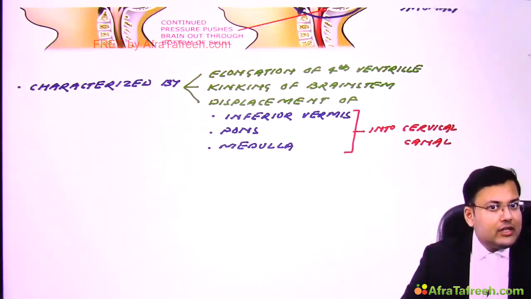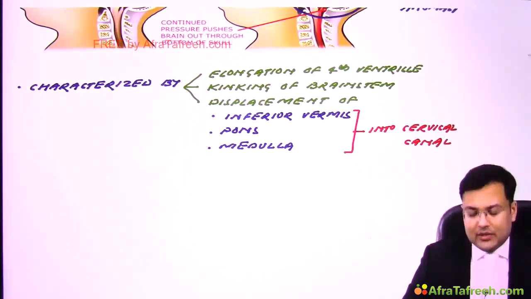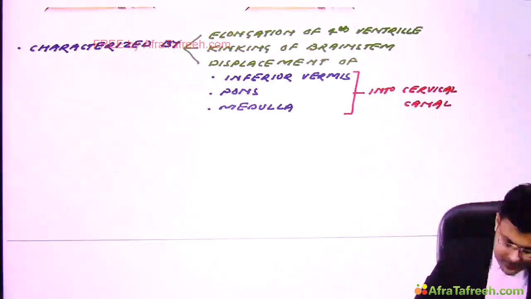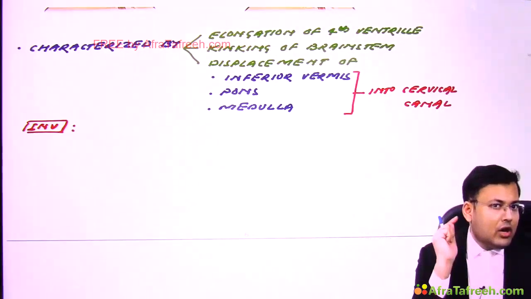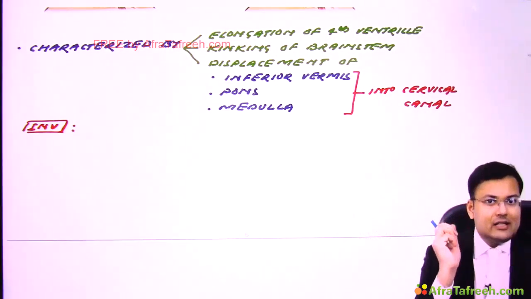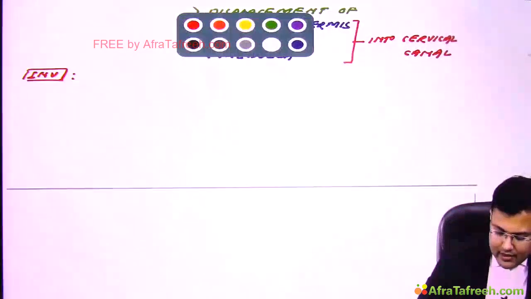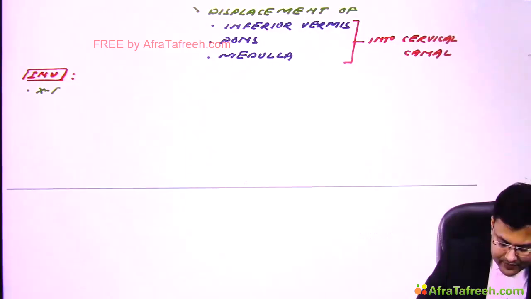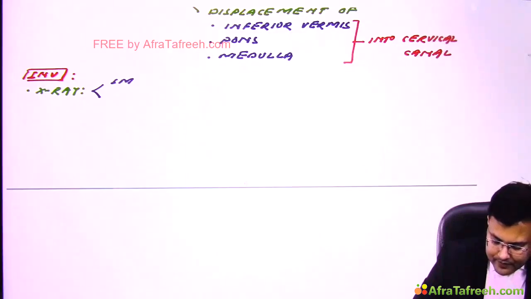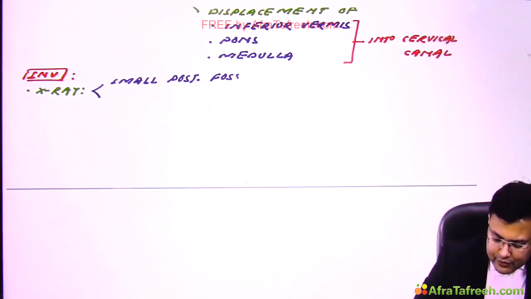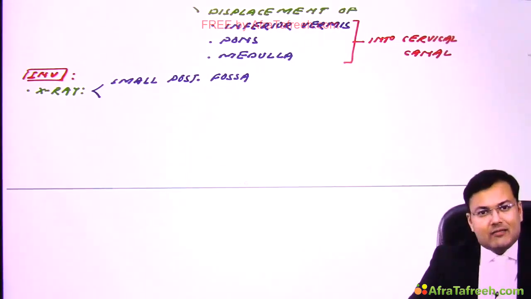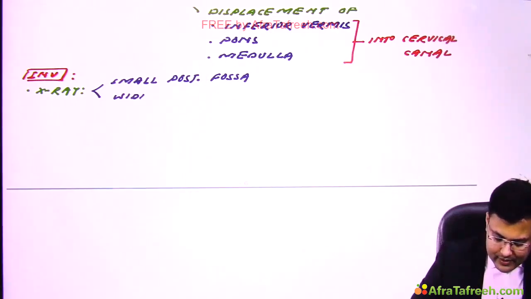Now see what are the investigations which are done and how we are going to manage the Chiari malformation. First, the investigations. If we perform X-ray, there is small posterior fossa with widened cervical canal. So what's the finding on X-ray? Small posterior fossa with widened cervical canal.